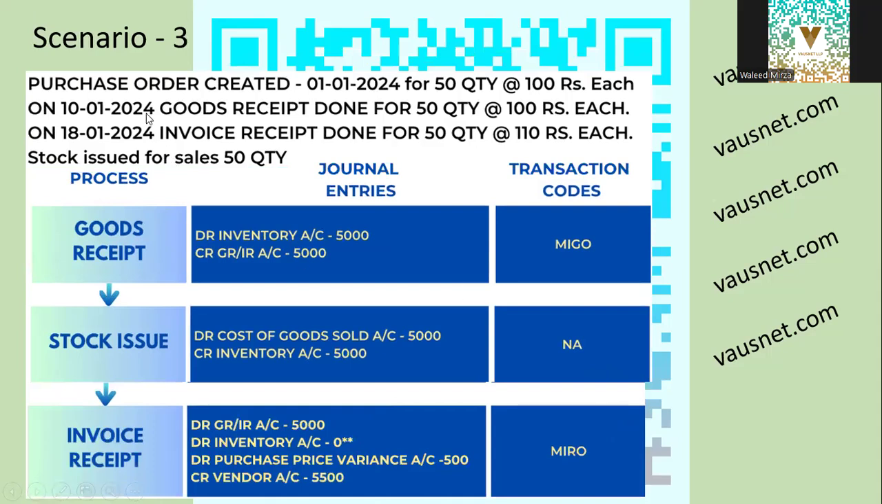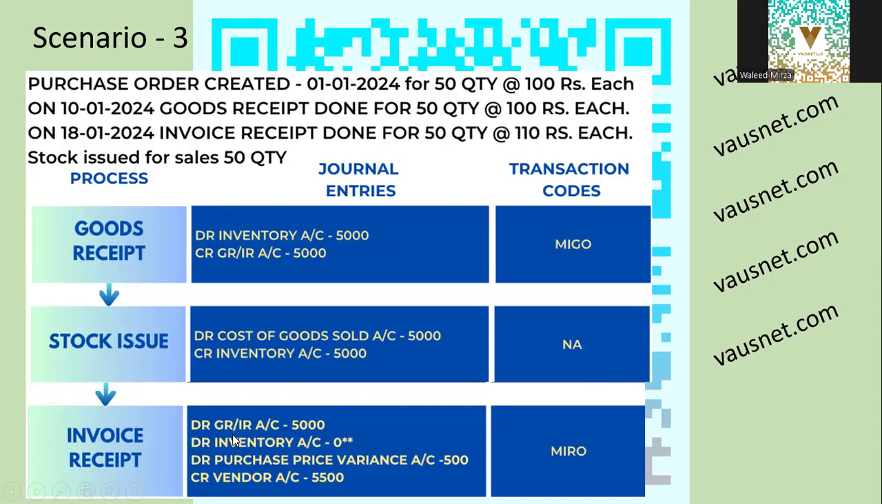Scenario 3 is purchase order at 100 on 1st January. On 10th, goods receipt is done at 100 for 50 quantity. On 18th, invoice receipt is done for 50 at 110. Stock issued for sales is 50. So receipt is 5,000 debit, GRIR account is credit. Now GRIR account will stay open until it is matched, knocked out, and reconciled. Stock issue, all of the stock is gone at 5,000 at 100 rupees each.